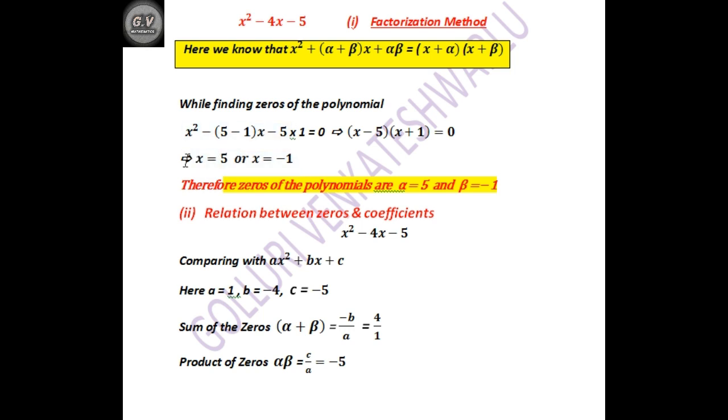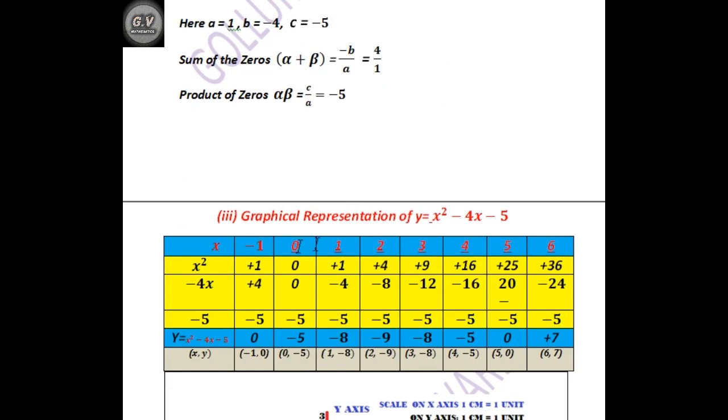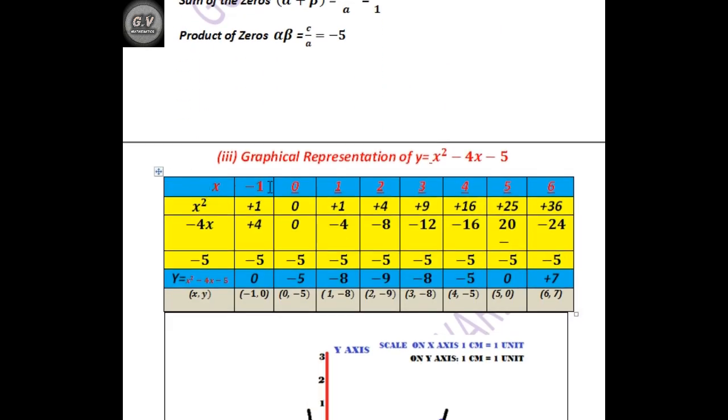Here x values are taken from -1 to +5. Look at here, the least zero is -1 and the highest zero is +5. In this table, x values are -1, 0, +1, +2, +3, +4, +5. The extra element is taken, x equal to 6. So x values are taken from the least zero to the highest zero.